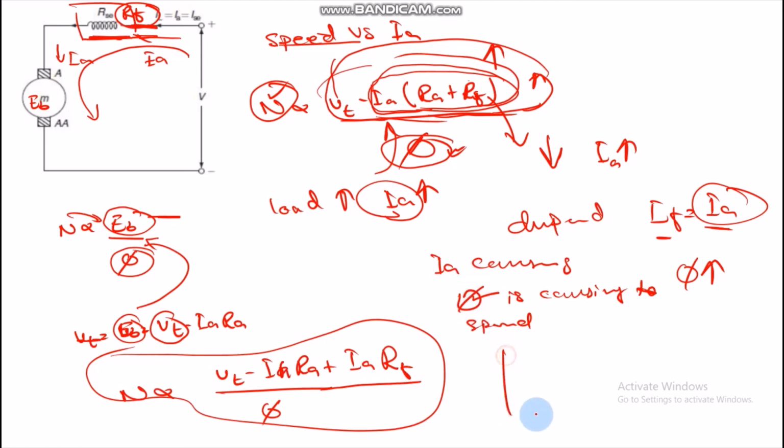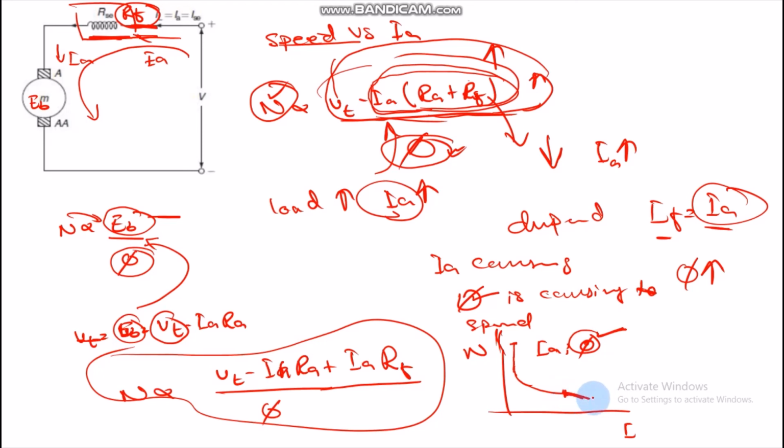Therefore, at the start, if we study the graph between speed N and IA, at the initial level, from here to that point, not only IA is decreasing the speed of the motor, but flux is also causing a decrement in the DC motor speed. And after that point, this DC motor's field flux becomes constant or reaches saturation, then it becomes like that.